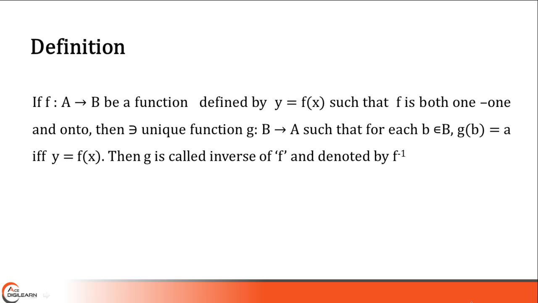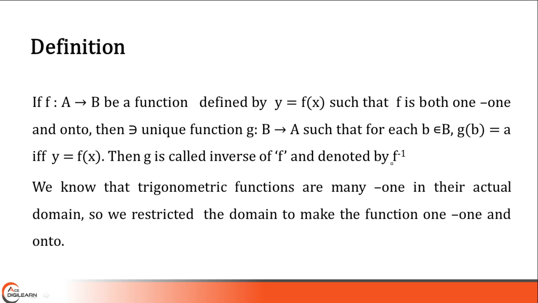Definition of inverse function. f is a function from A to B, which is both one-one and onto. Then there exists another function g from B to A such that for every element of B, g of y equals x if and only if y equals f of x. Then g is called the inverse of f, and the inverse of f is denoted by f inverse.